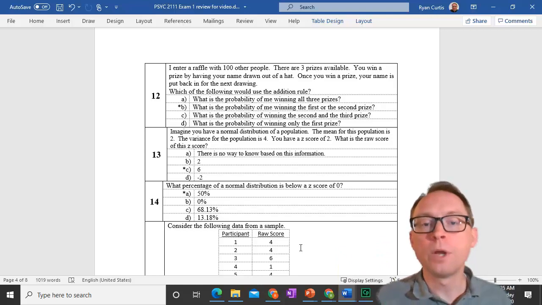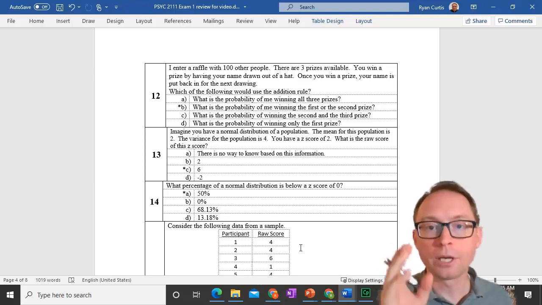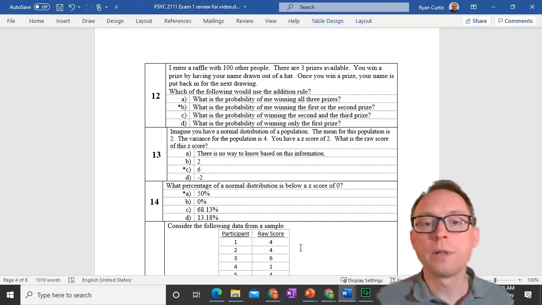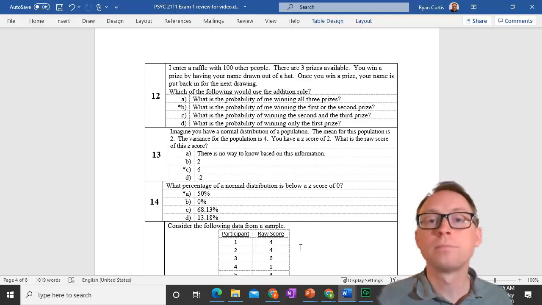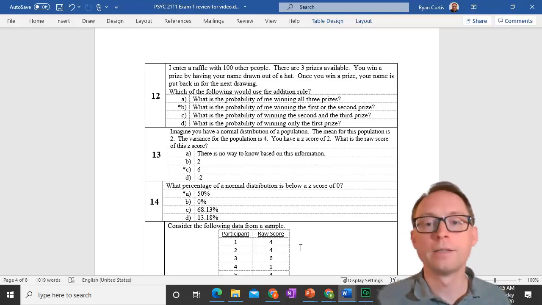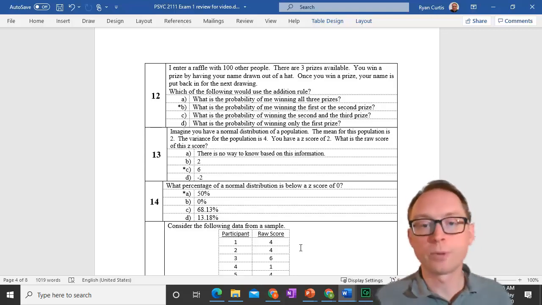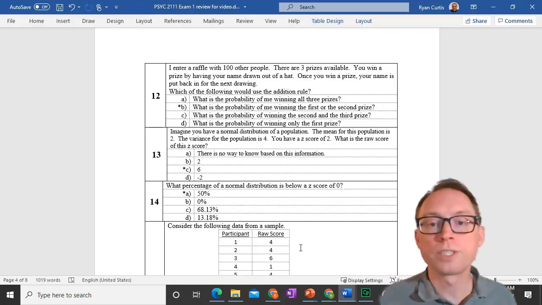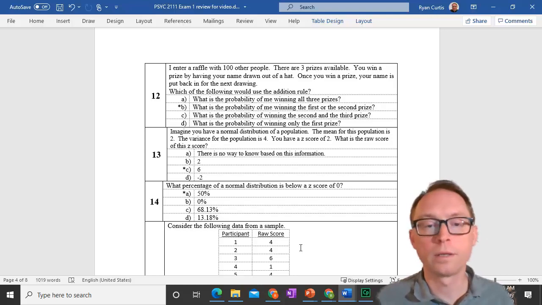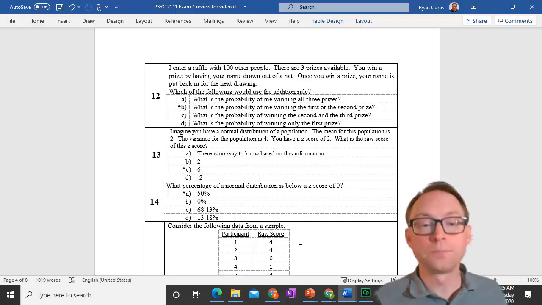So what is the probability of me winning all 3 prizes? That is a multiplication thing. Prize 1 and prize 2 and prize 3. What is the probability of me winning the first or the second prize? This or that, that's the addition rule that we're looking for. What's the probability of winning the second and the third prize? Notice the and in there. That would be multiplication rule. What's the probability of winning only the first prize? Well, in that case, that's just a basic probability. It's no addition to be done. So the answer is, what is the probability of me winning the first or the second prize? Or is addition rule.